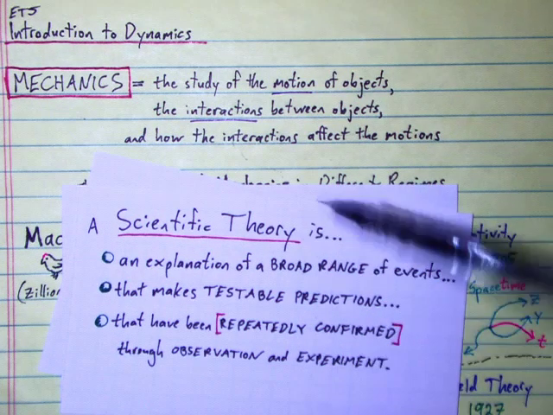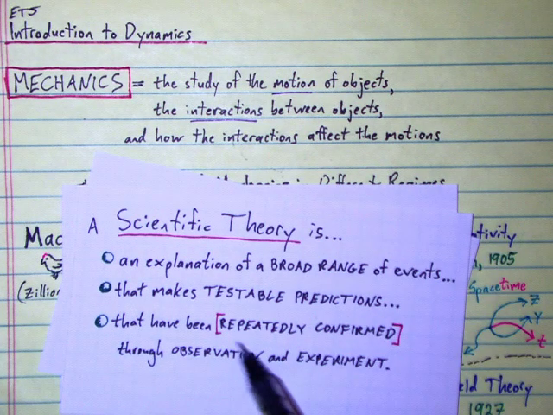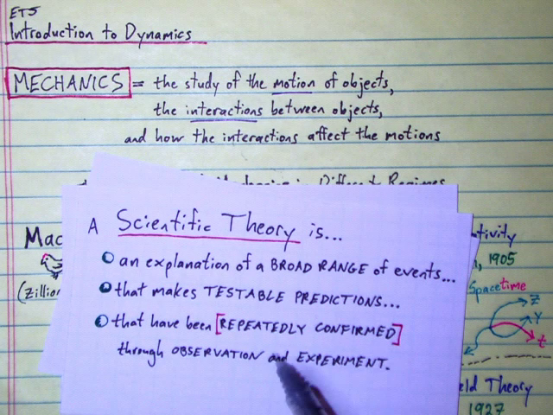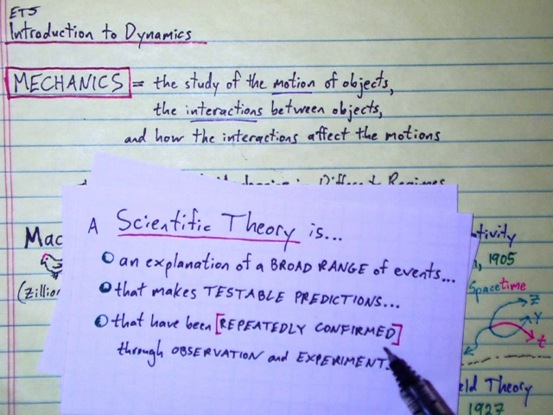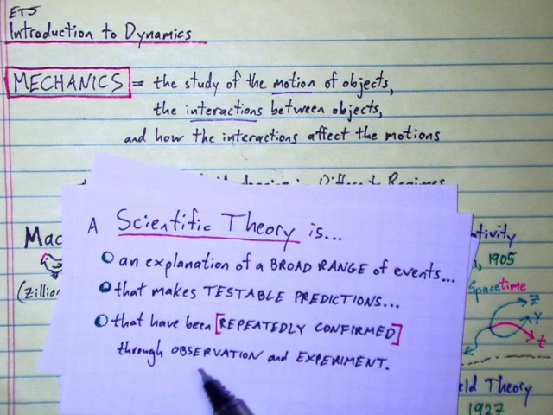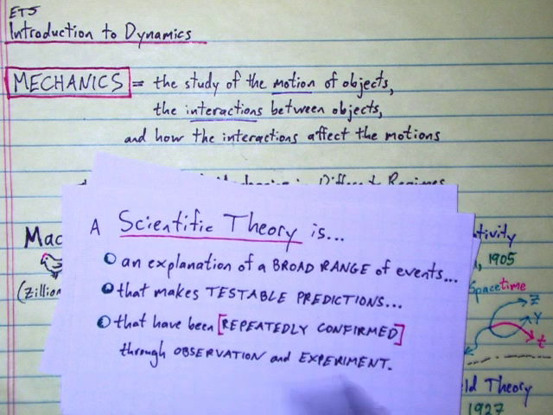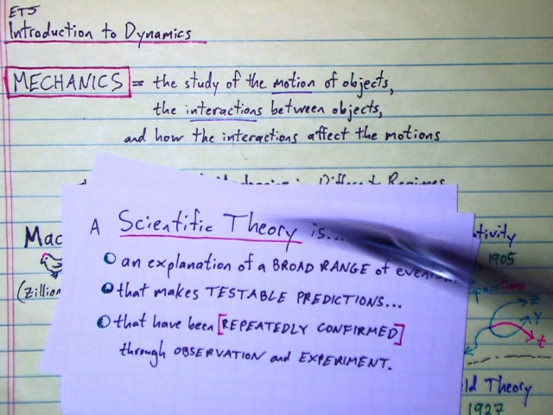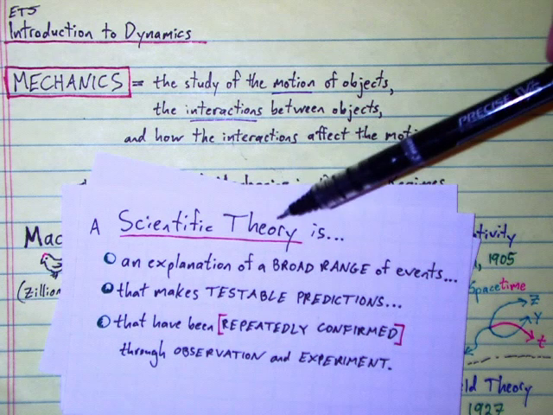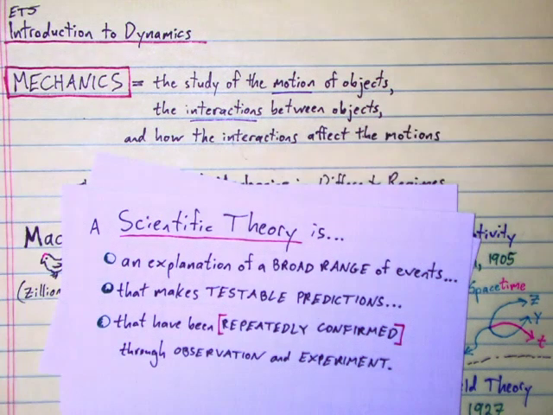If it does that, and those predictions have been repeatedly confirmed, tested over and over again, and confirmed by many different scientists in different parts of the world over many years, then through that process of observation and experiment, that scientific method, we can call that set of ideas a theory. It's a very prestigious title.